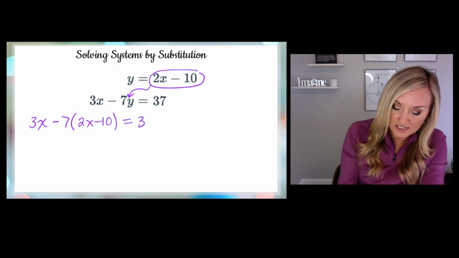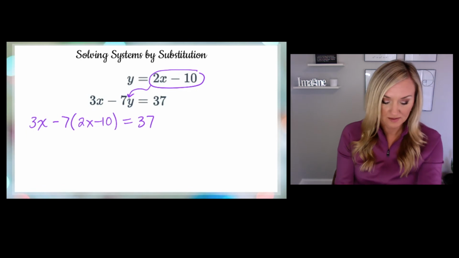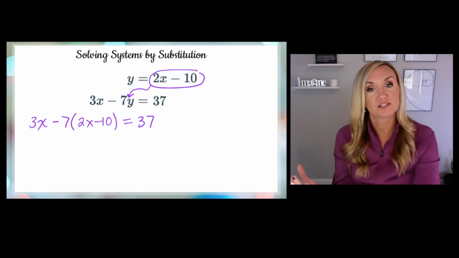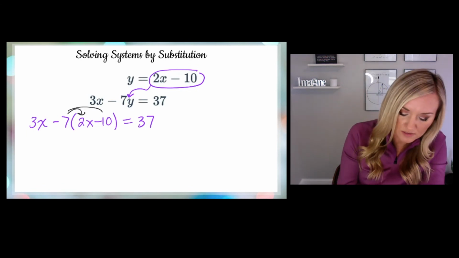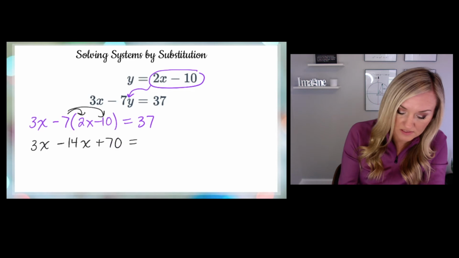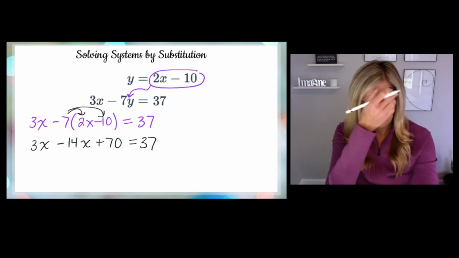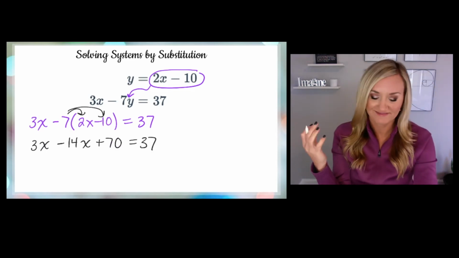And don't forget to continue the equals 37. All right, rules of algebra, let's go ahead and apply those to solve for x. So I'm going to distribute the negative 7. So I have 3x minus 14x plus 70 equals 37. Don't be alarmed by big numbers, they're fun.